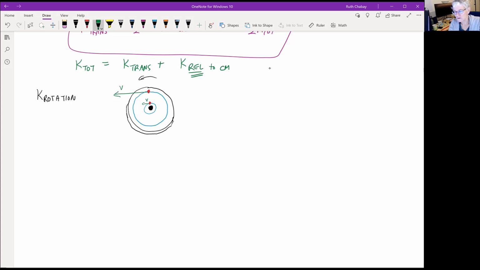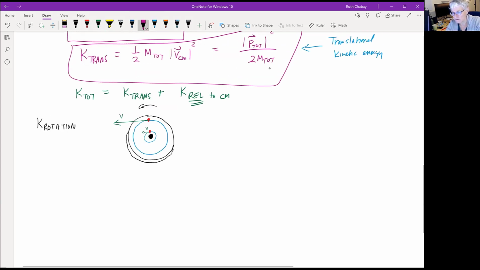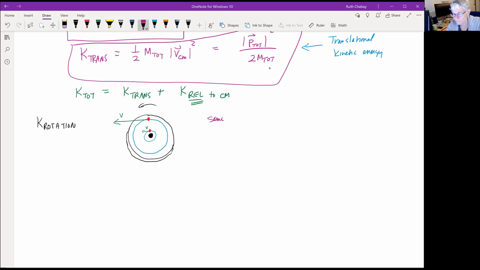So that makes life difficult because we don't want to have to figure out the velocity of each atom in this thing and add it up. But what actually is the same for these two atoms? So two atoms.